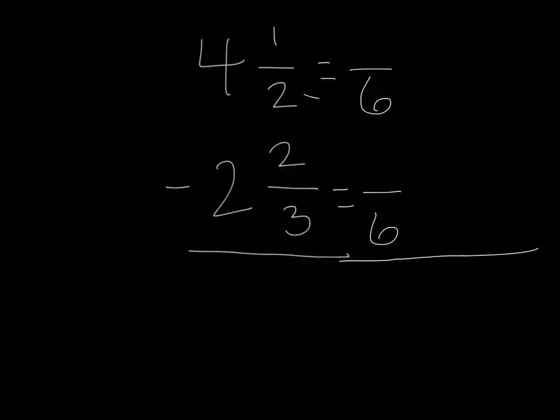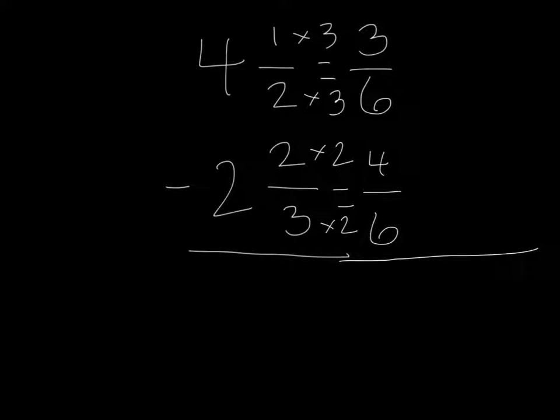So I think to myself, 2 times 3 gives me 6. So I'm going to multiply 1 times 3 to give me 3. And then here, 3 times 2 gives me 6. So I'm going to do 2 times 2, which gives me 4. So what I've done here is I have renamed these as equivalent fractions. So I have 3/6 minus 4/6. Well, I'm unable to do that. So I need to do some regrouping and renaming.